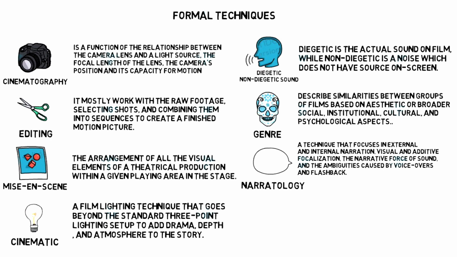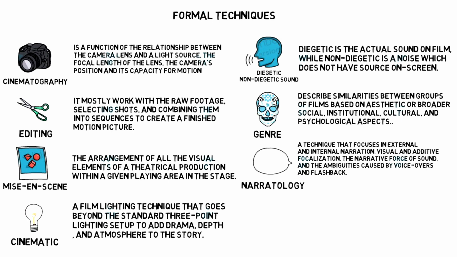And in the fifth, there is diegetic and non-diegetic sound. Diegetic is the actual sound in the film, while non-diegetic is noise which does not have a source on screen. Diegetic sounds are noises which have not been edited in, for example, the dialogue between characters or footsteps. Meanwhile, non-diegetic sounds are things like the narrator's commentary, inner monologues, or background music.